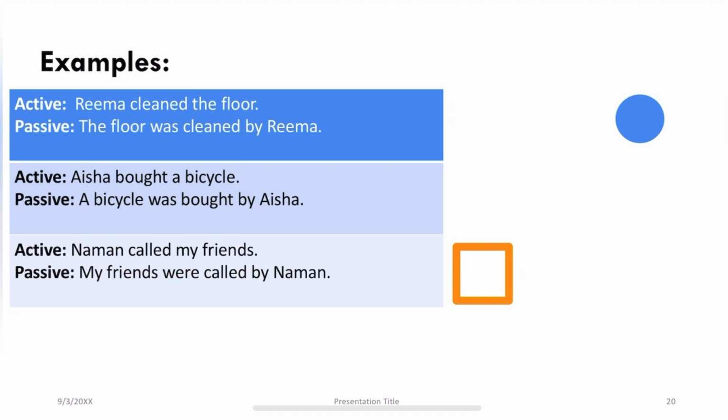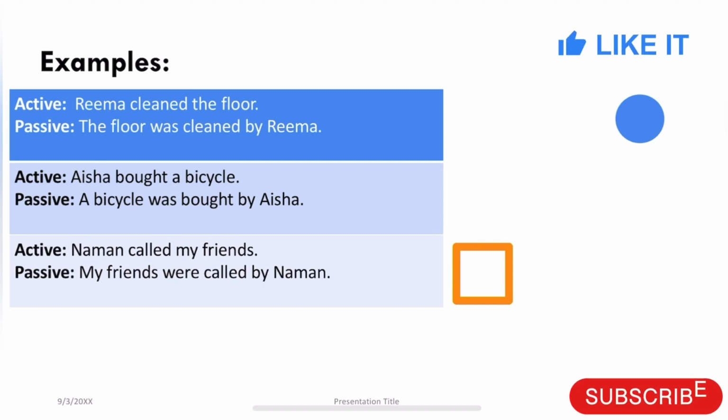The first example is Reema cleaned the floor, and the passive voice of this will be The floor was cleaned by Reema. Aisha bought a bicycle. इसका बताओ क्या होगा? इसके अंदर भी हम बिल्कुल सेम रूल यूज़ करेंगे कि हमारा जो ऑब्जेक्ट है एक्टिव वॉइस का, वो हमारा पैसिव का सब्जेक्ट बन जाएगा. A bicycle was bought by Aisha. The last one is Naman called my friends. So the answer will be My friends were called by Naman.